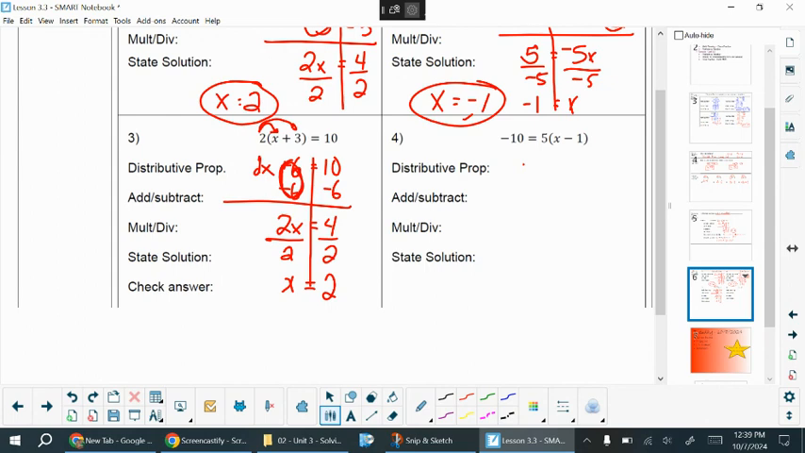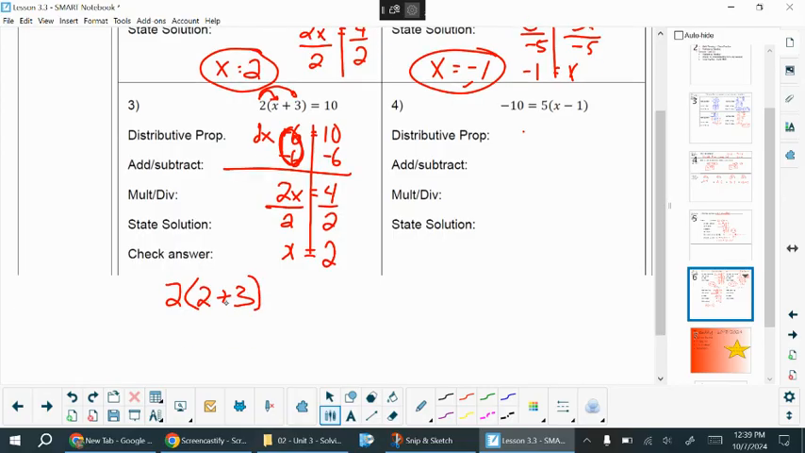We haven't checked our answer with one of these yet, but I just want to show you that real quick. So anywhere there was an x in the equation, I'm just going to go ahead and write a 2. So instead of 2 times x plus 3, I'm going to write 2 times 2 plus 3. And if I remember my order of operations, I do my grouping first. So 2 plus 3 is 5, and 2 times 5 is 10, which is what we should have gotten. We were trying to check, did that equal 10? And it does.